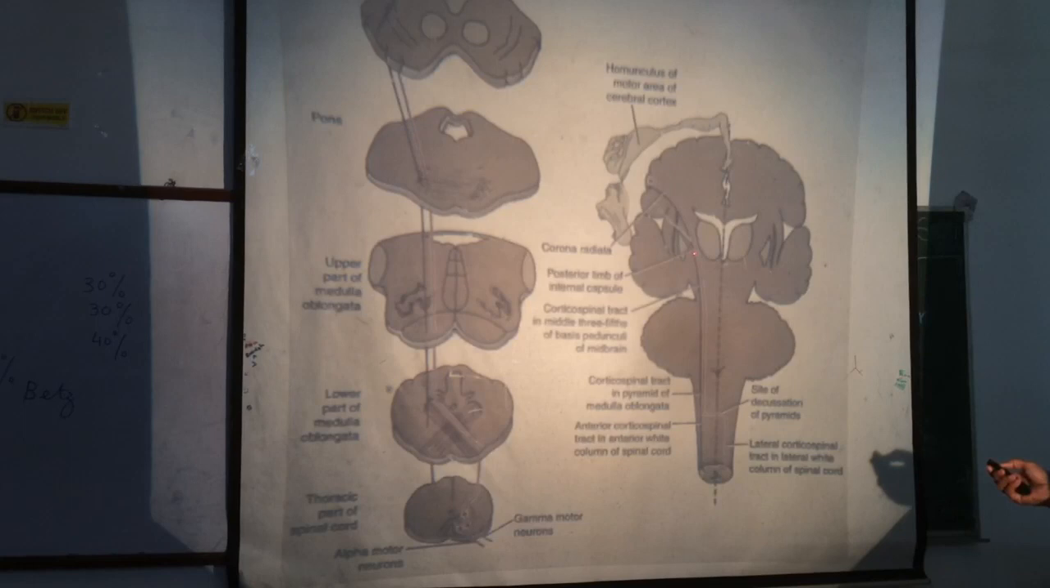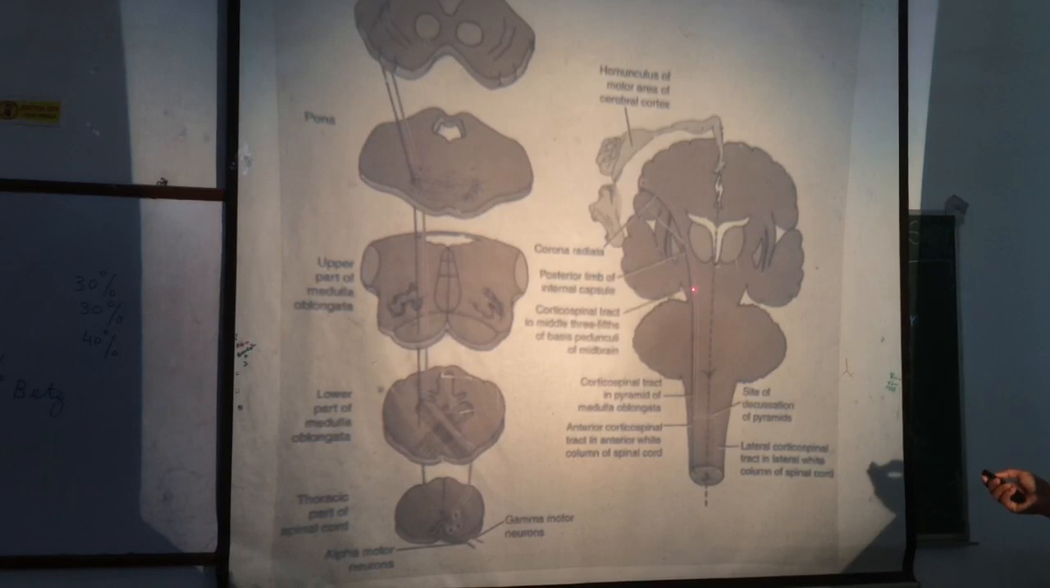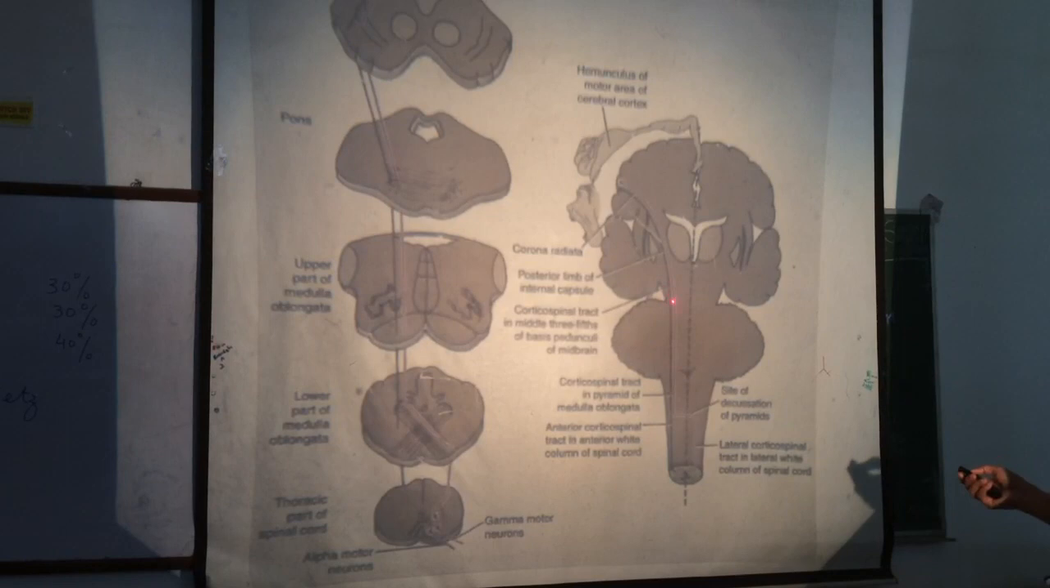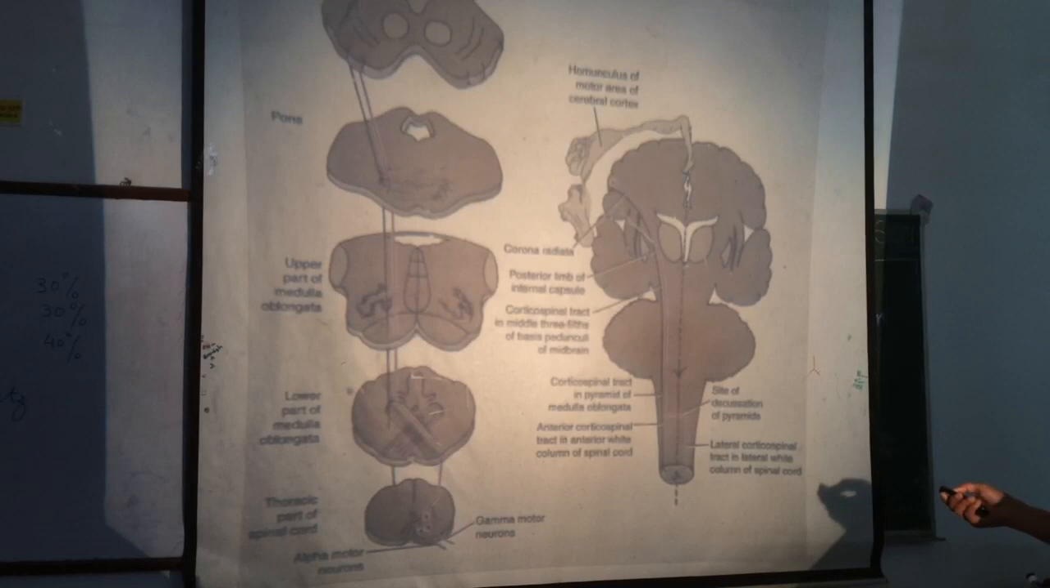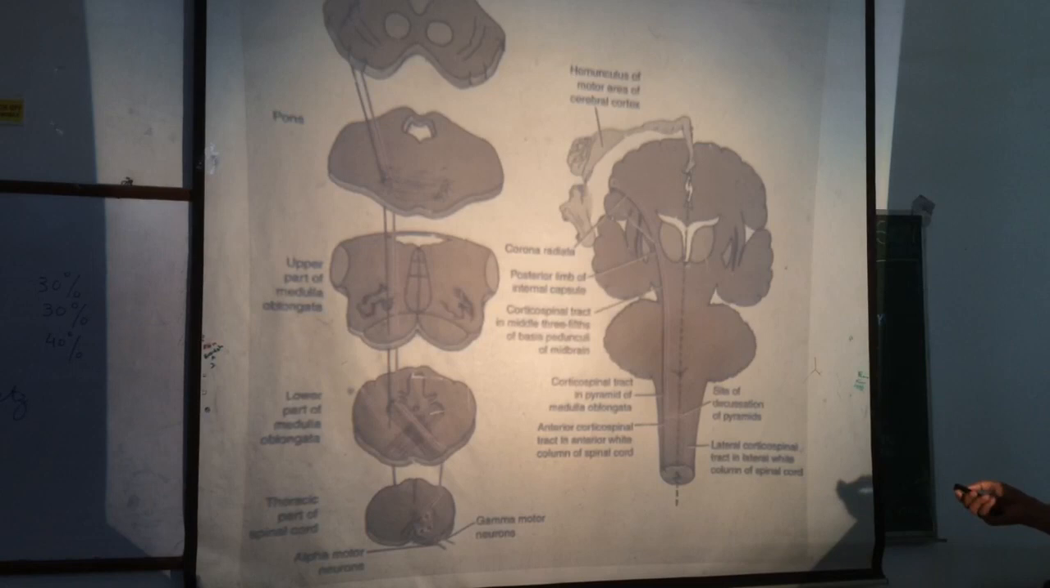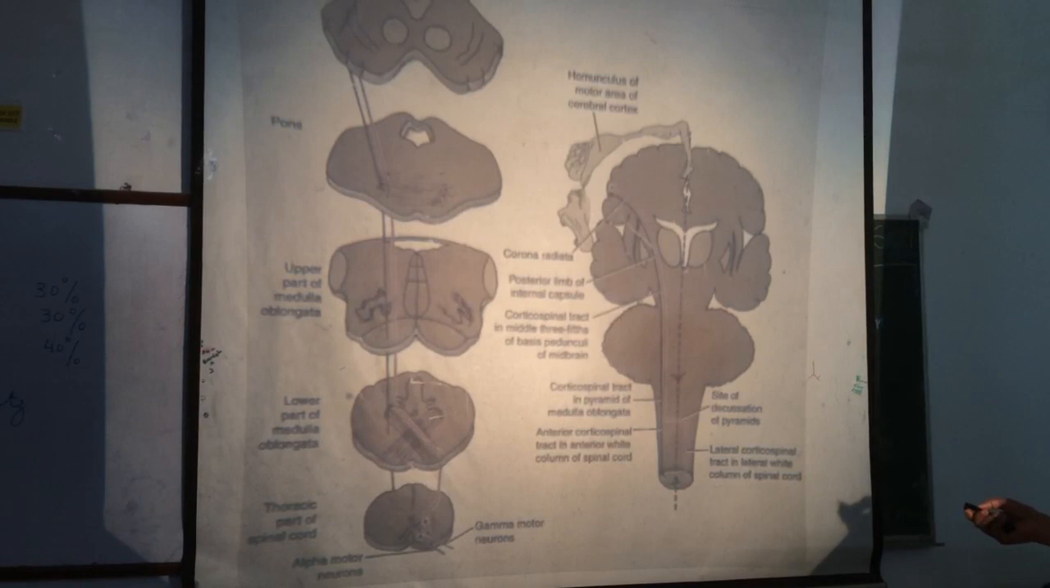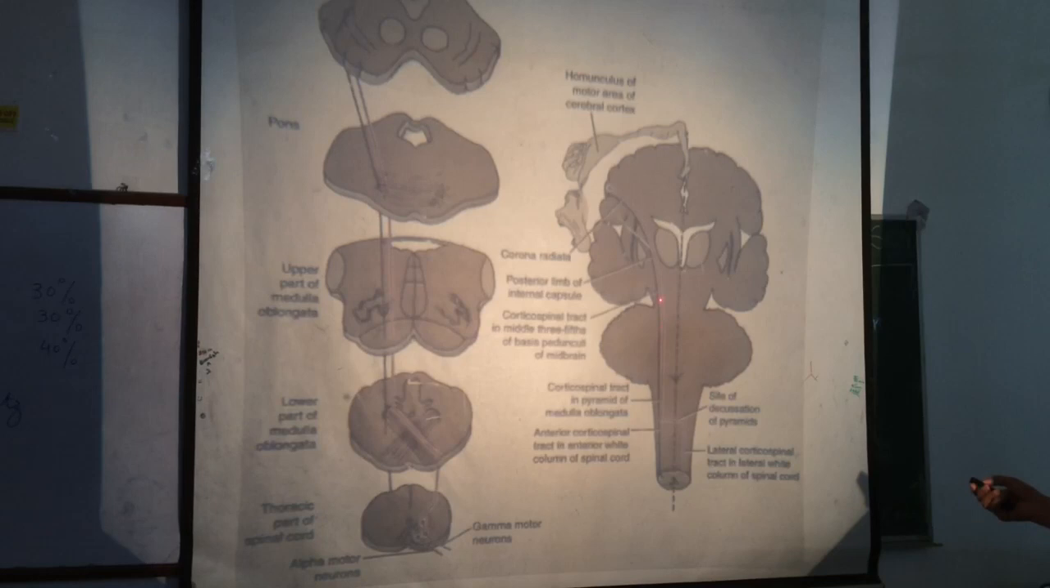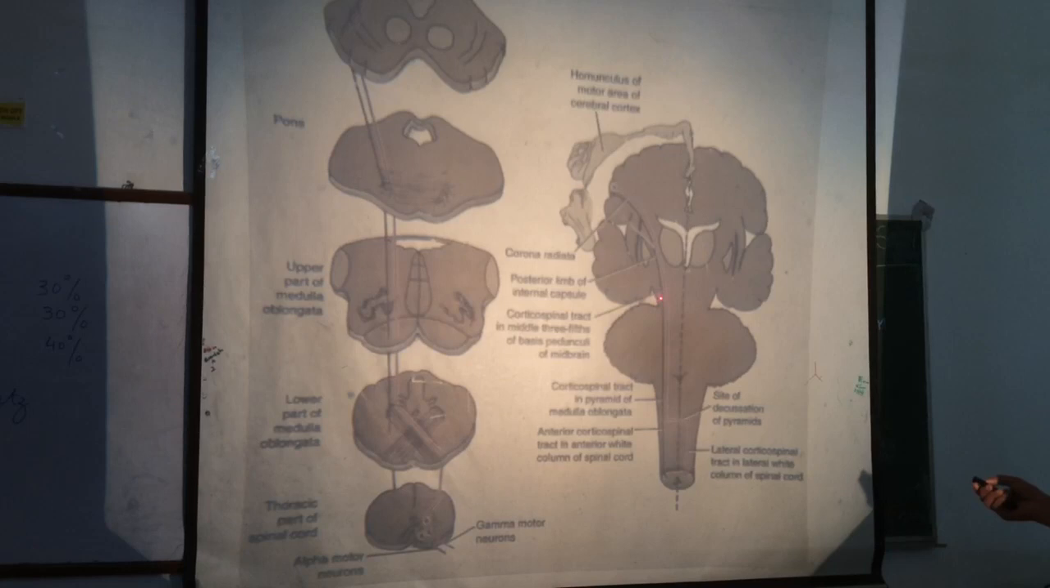Now from the internal capsule, the tract descends into the midbrain. In the midbrain, the tract occupies the middle three-fifths of the crus cerebri or cerebral peduncle. In the crus cerebri, the fibers for the upper parts of the body are medial.